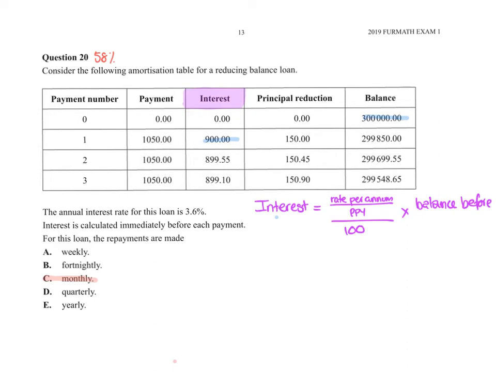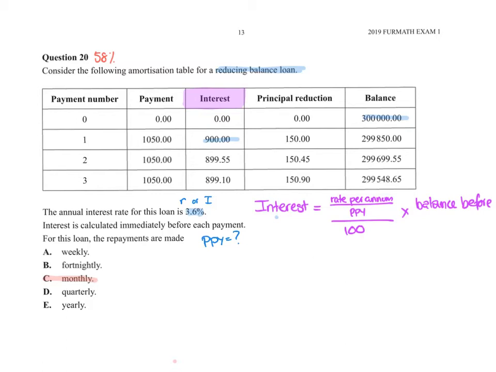Okay, consider the following amortization table for the reducing balance loan. The annual interest rate for this loan is 3.6. So they've given you R, or on our finance solver, they've given us I. The interest is calculated immediately before each payment for this loan, and the repayments are made. Now, they want us to work this out. So really what we want to know, if you look down here, is the PPY. How often are we compounding this?